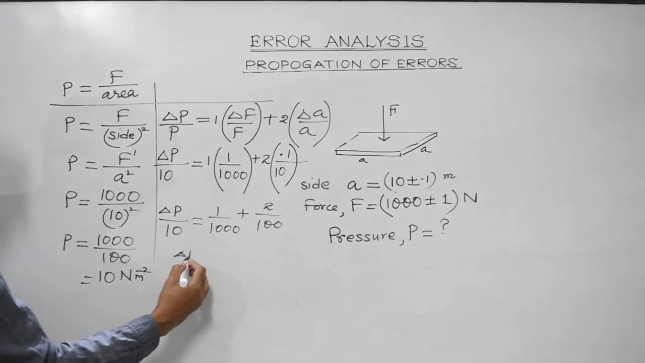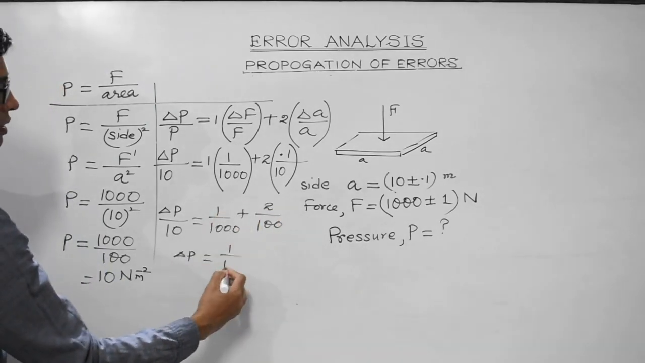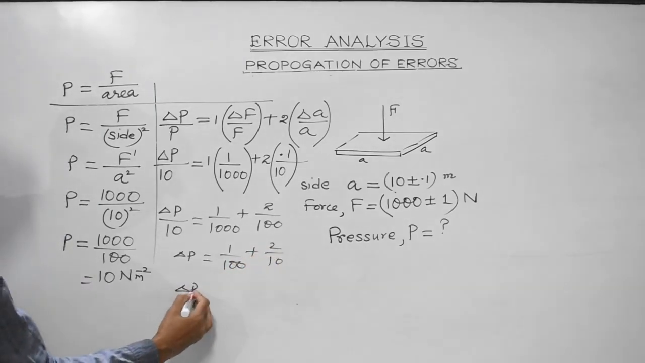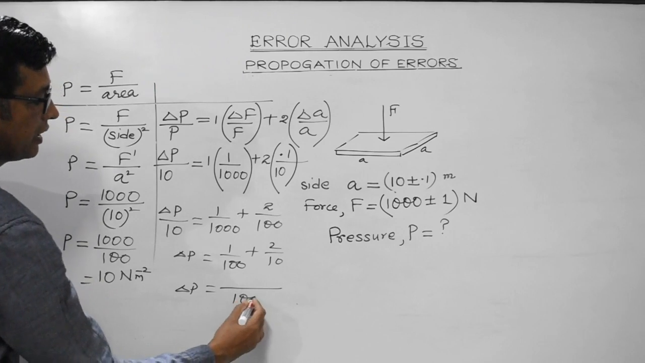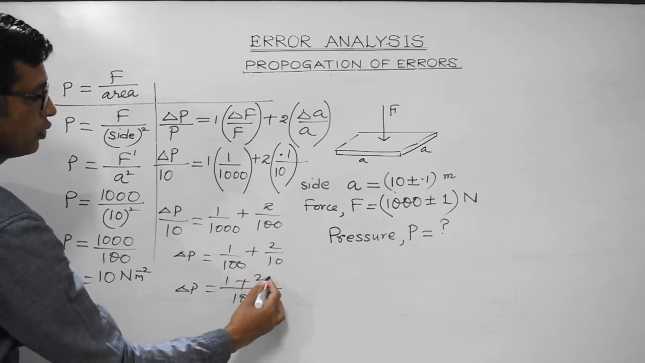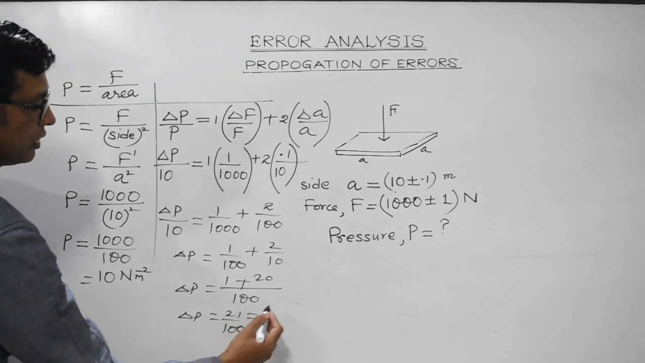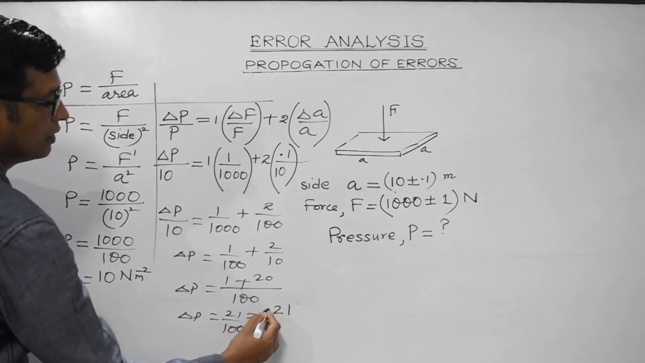So it may also be written as del P is equal to 1 by 100 plus 2 by 10. So del P may be written with 100 taken as LCM: 1 plus 20, so 21. So del P would be equal to 21 by 100, which is equal to 0.21.